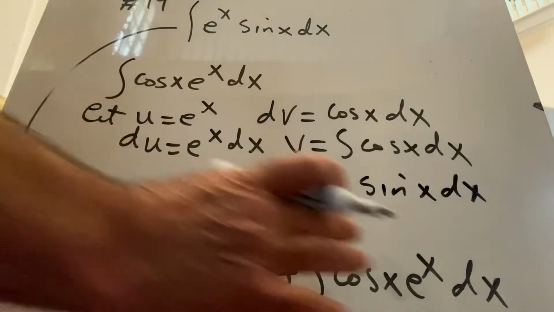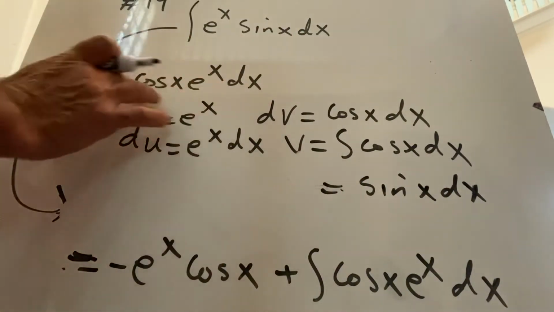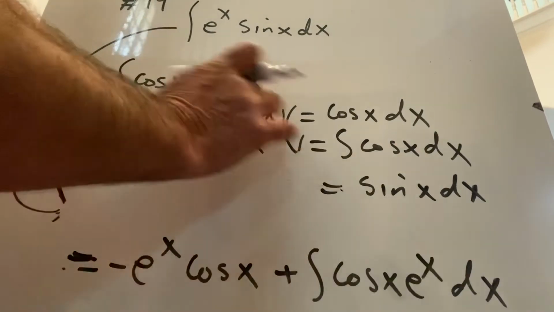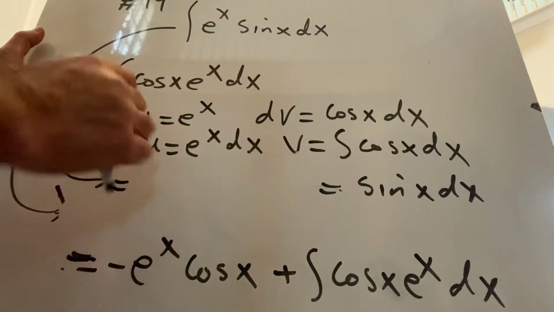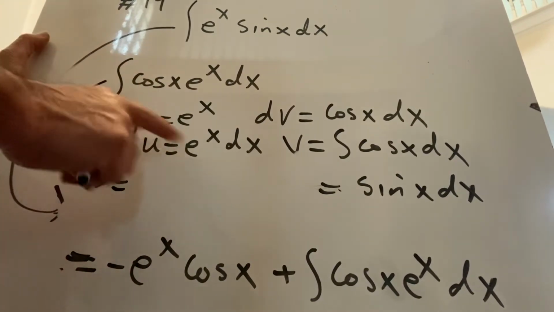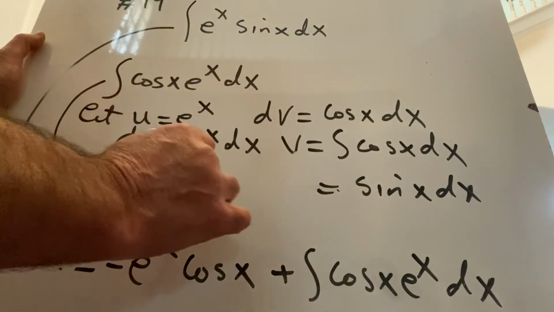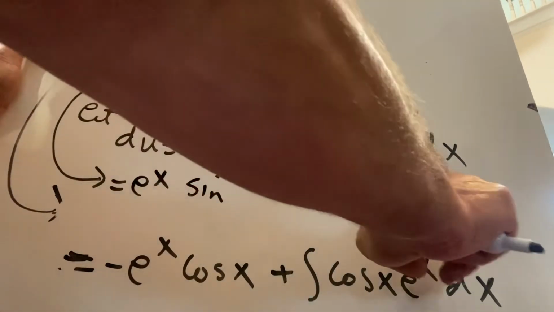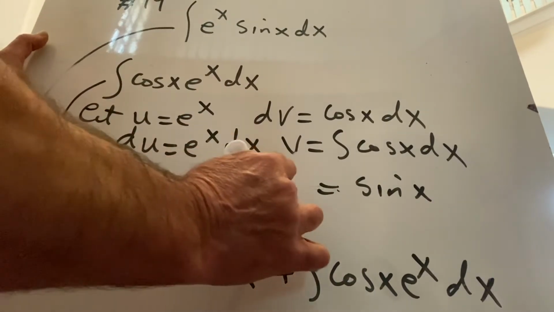Okay, so remember now, I'm just doing this part right here, which is part of our original integral, an integral of cosine x e to the x dx. Now we can do a by parts formula, which becomes u, which is e to the x, times v, which is simply sine x. Oops, sorry, there is no dx here. Sine x, and then minus.